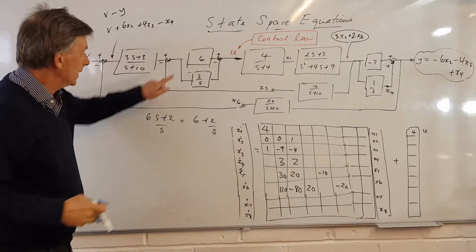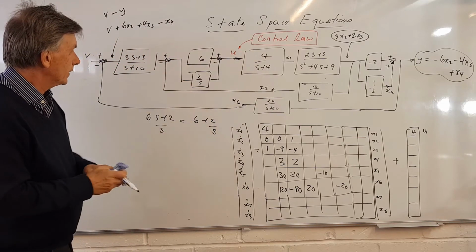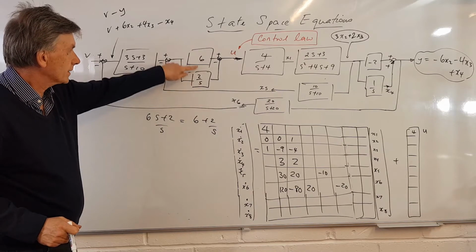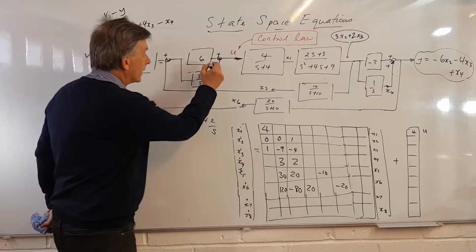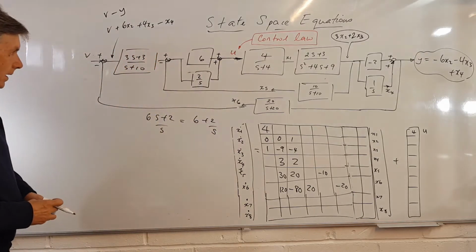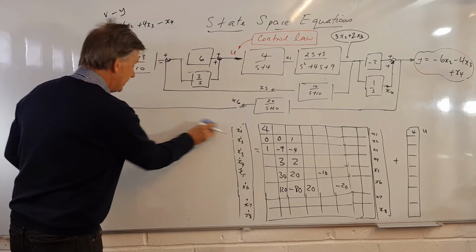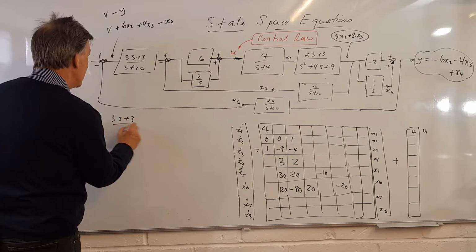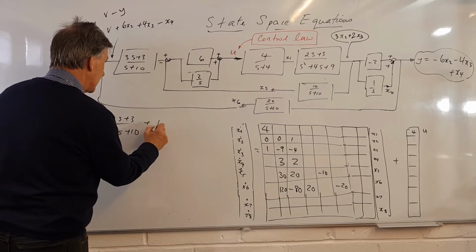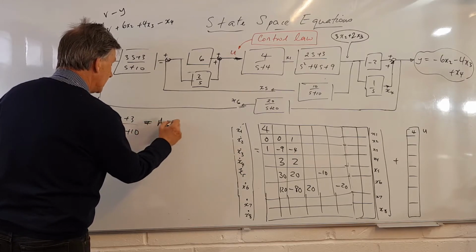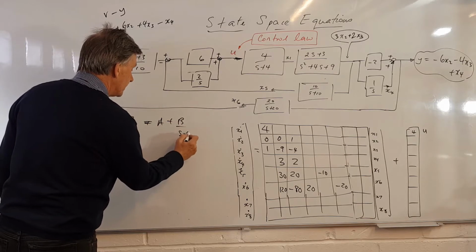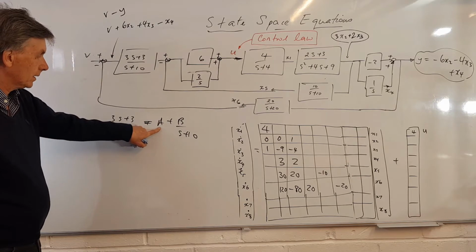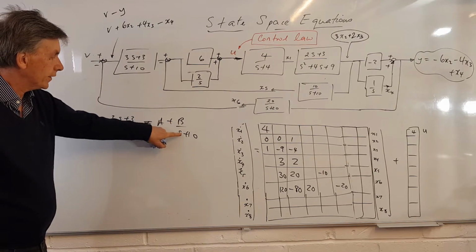So that's giving us a 6 and a 2 over s. We've rewritten the 6s plus 2 over s as 6 plus 2 over s, then put it in as that block diagram, and that should be a plus, shouldn't it, to be correct. And the next one's a little bit more tricky. The 3s plus 3 over s plus 10, we have to write as a plus b over s plus 10. So we split into a constant plus a fraction.